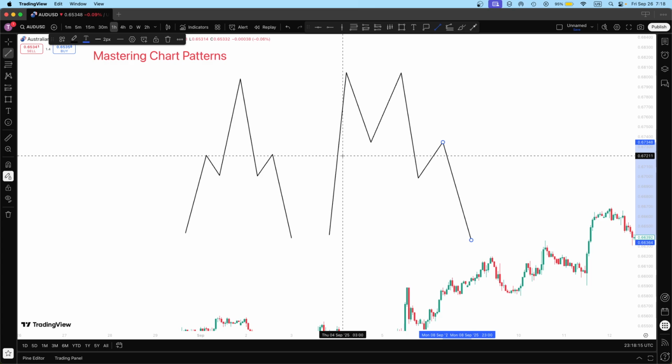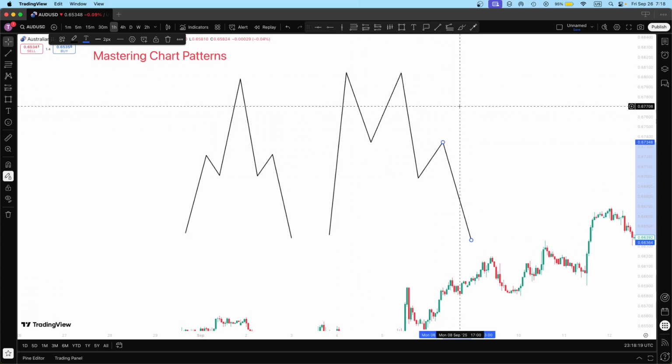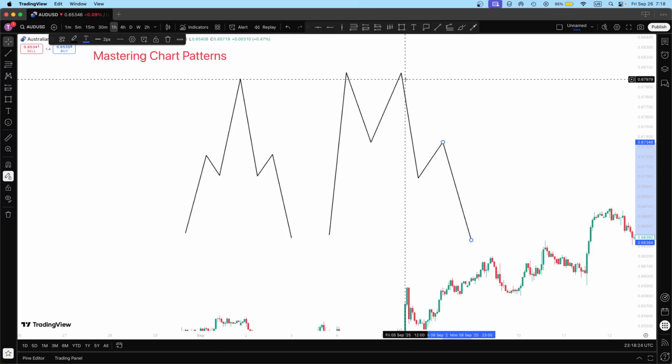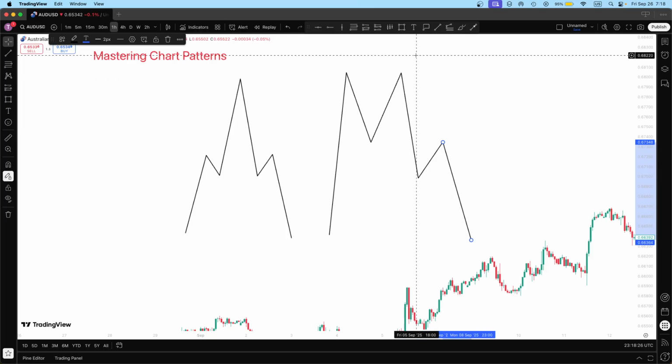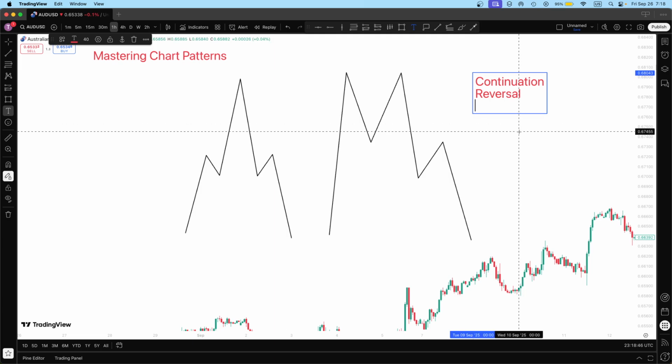So what does this mean? Each of these has its own name, and we will look at three different kinds of chart patterns. What you need to know is there are continuation patterns, reversal patterns, and bilateral patterns. That means the market can either go up or go down. So we'll just stick with continuation and reversal for now.